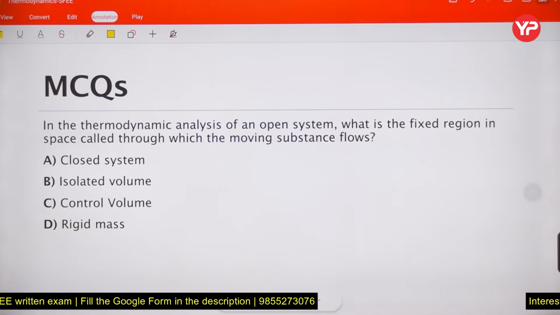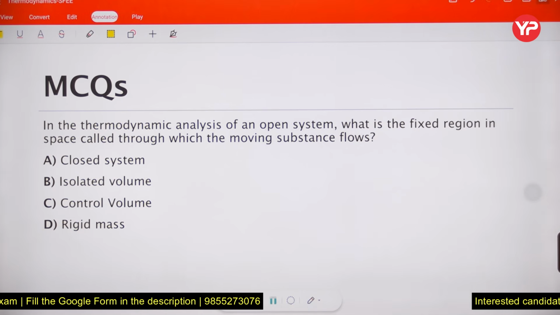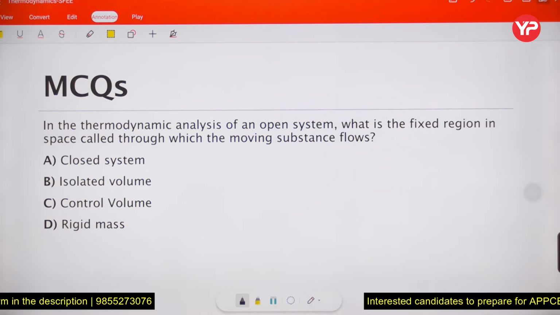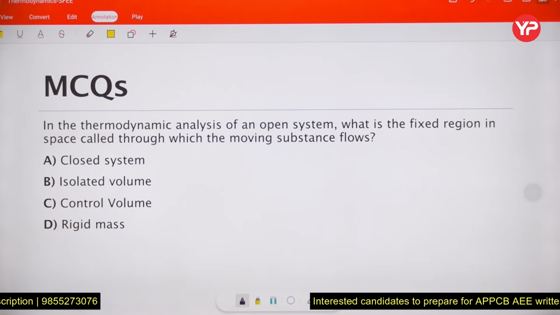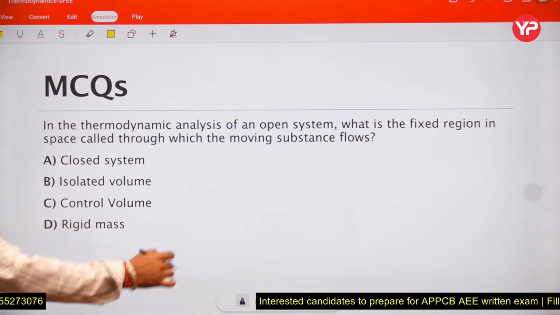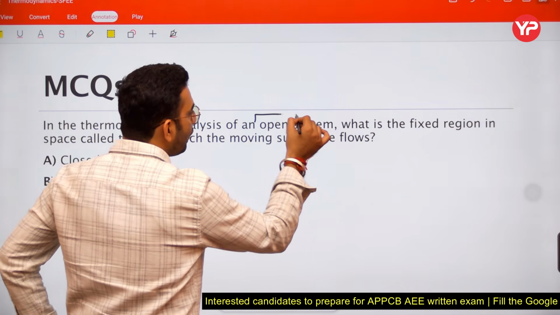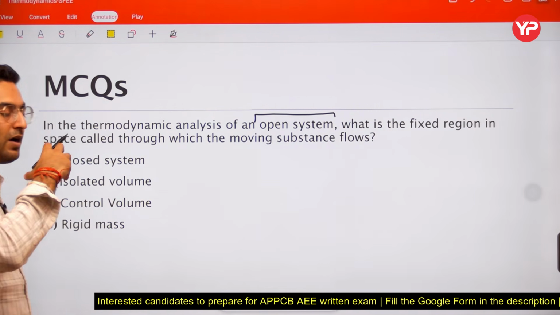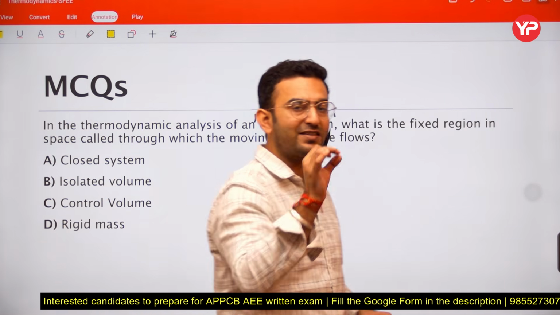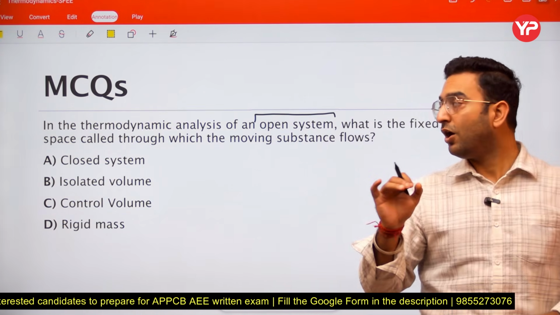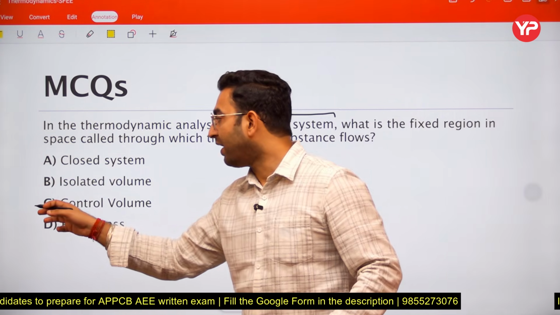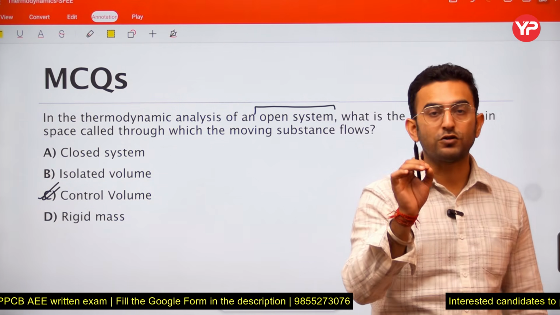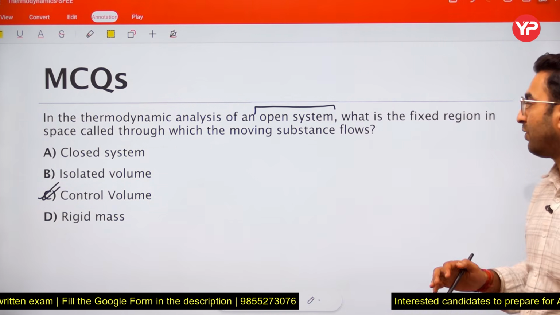In the thermodynamic analysis of an open system, what is the fixed region in space called through which the moving substance flows? In the case of an open system, we have to define the fixed region in space on which our attention is focused, and that fixed region is known as the control volume. You have to remember the outer surface of the control volume is known as the control surface. Remember that part.